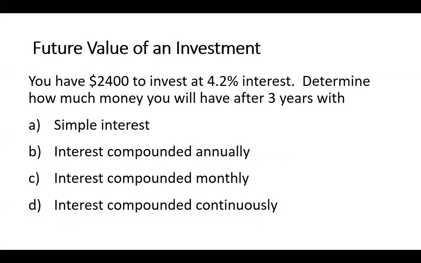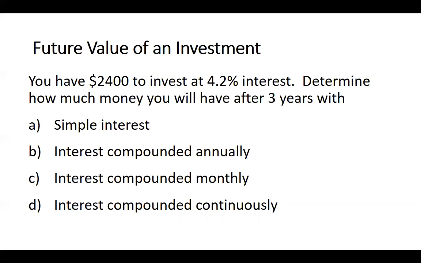So, future value of an investment: you have $2,400 to invest at 4.2% interest. Determine how much money you will have after 3 years with each of the following: simple interest, interest compounded annually, interest compounded monthly, and interest compounded continuously. This is going to be good because it allows us to see the effect of compounding more frequently. Simple interest, obviously, since you only get interest on the original amount, is going to be the lowest amount of money that you're going to make. So let's take a look at this.